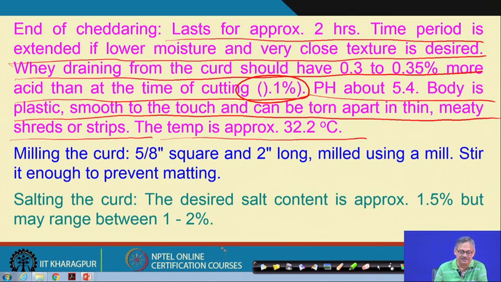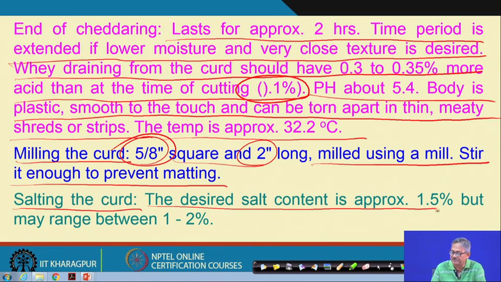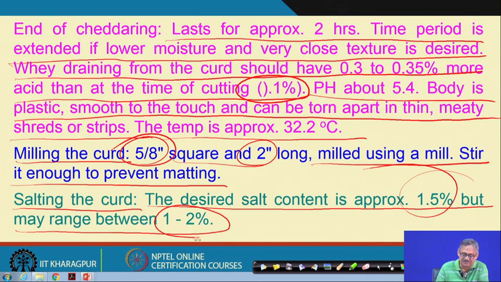Then it is milled. So, milling the curd is around 5/8 inch square and 2 inches long, milled using a mill. Stir it enough to prevent matting, and then salting the curd. The desired salt content is approximately around 1.5%, but should not be more than 2%. Maybe it is ranging between 1 to 2%.